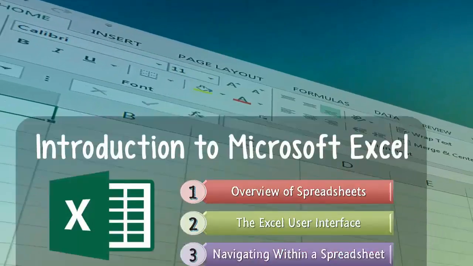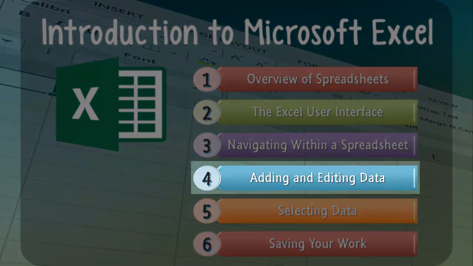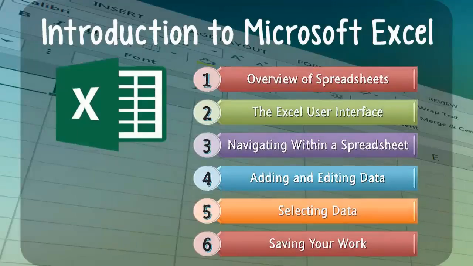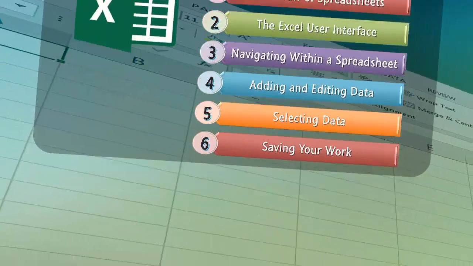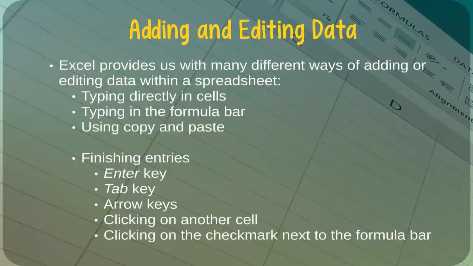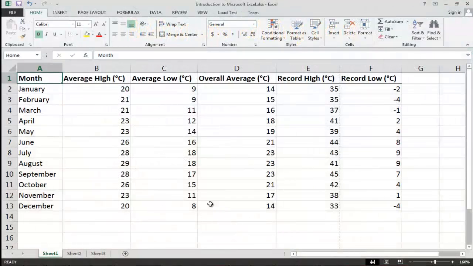Next, we'll learn about the different ways in which we can add or edit data in an Excel spreadsheet. Excel provides us with many different ways of adding or editing data within a spreadsheet. Perhaps the simplest way to add data is by typing directly in a cell. If, for example, we wanted to enter the number 10 in cell C14, we could do so simply by selecting cell C14 and then typing the number 10 on the keyboard.